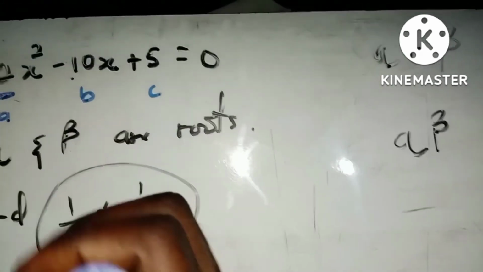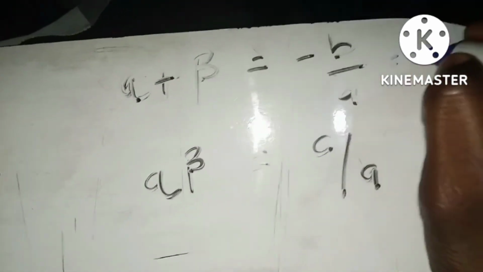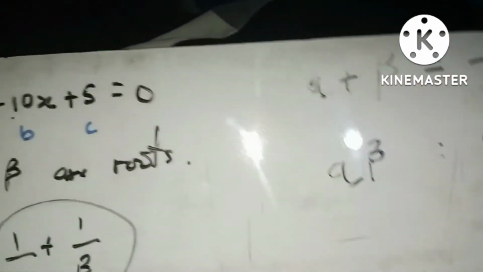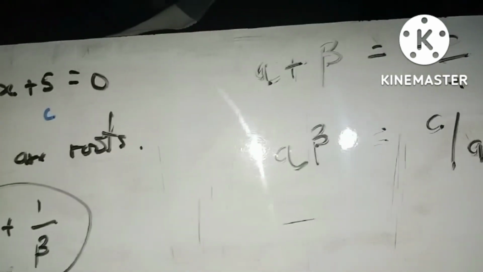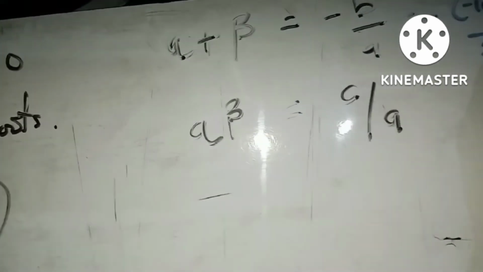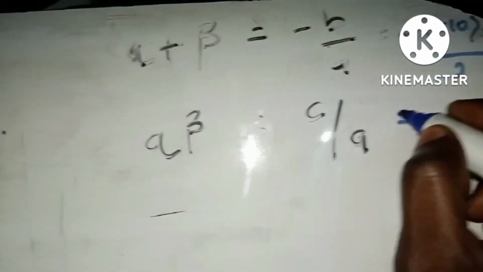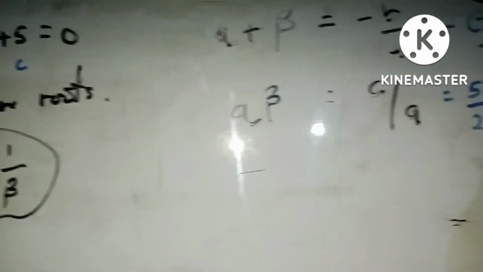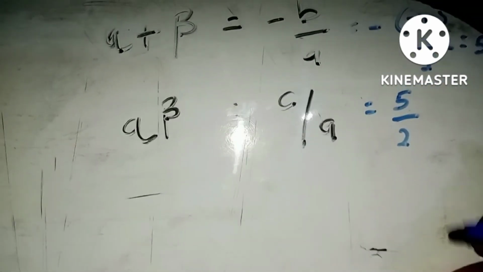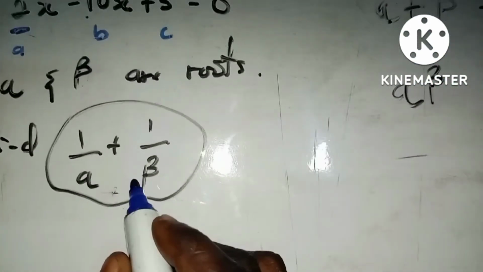Now, since we have the a, b and the c as well, here we are going to replace that. So b is negative 10, so that is negative 10, and then everything over a. A is 2, so this gives us 5. What about this one? So here will be c, which is 5, divided by 2. So this is what we are having. Once you have these two, we can proceed and solve this one.